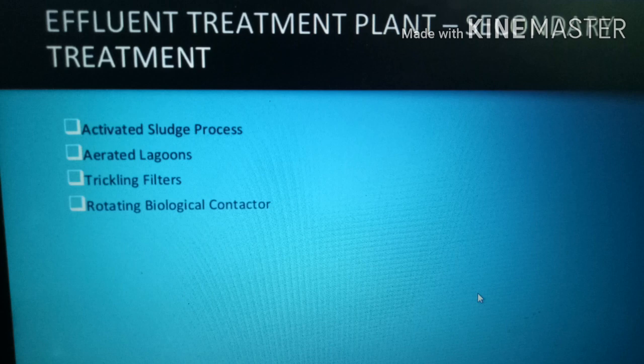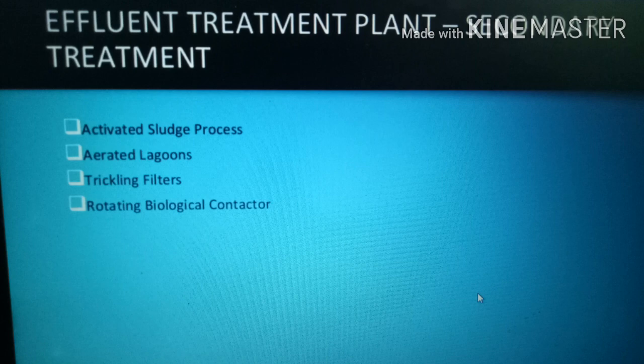Secondary treatment is a biological treatment. In a membrane bioreactor, wastewater contains bacteria, suspended solids, and water molecules. The ETP takes untreated wastewater through a permeable membrane to produce treated wastewater. In the secondary treatment process, there is the activated sludge process.